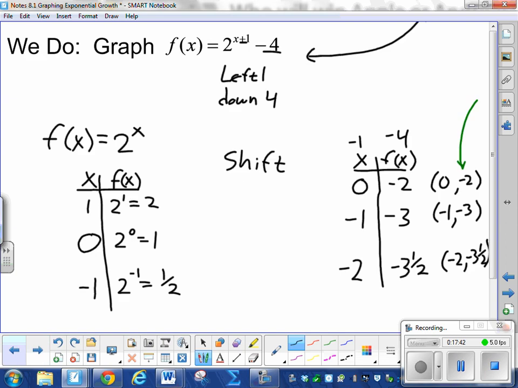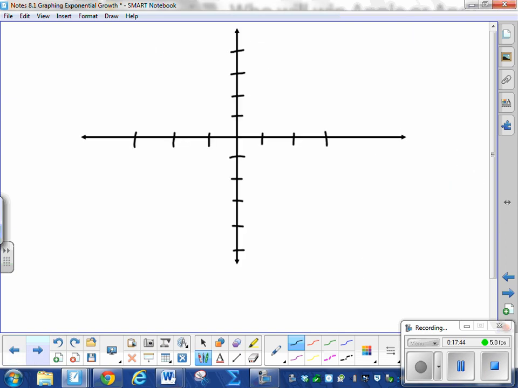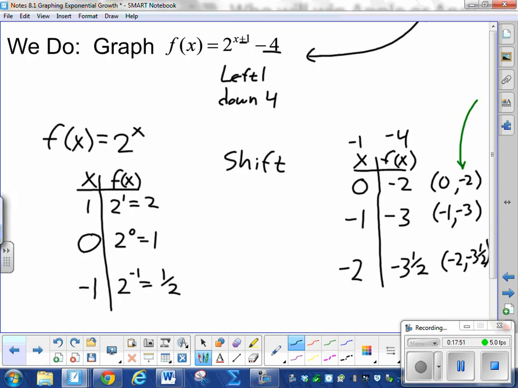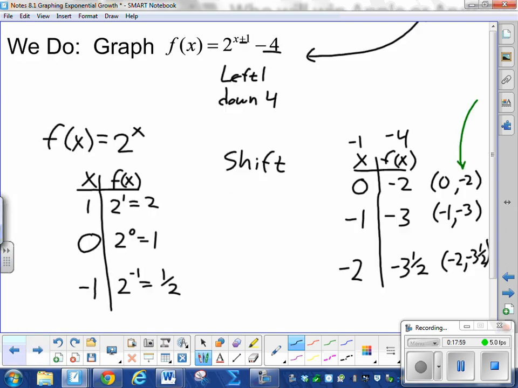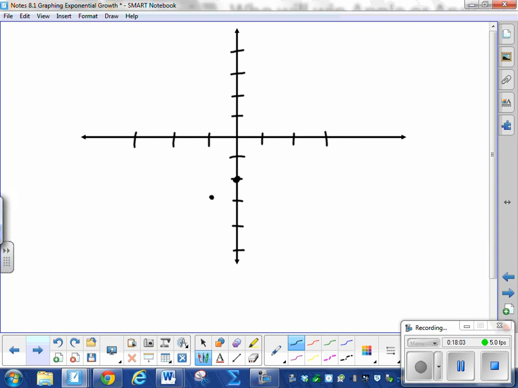All right, so first point (0, -2). So 0, down to the first point is right here. Okay, next point is (-1, -3). So we're going to go left 1, down 3. And the next point is at (-2, -3.5). So -2, then we're going to go down 3.5. So that's going to go right about here.